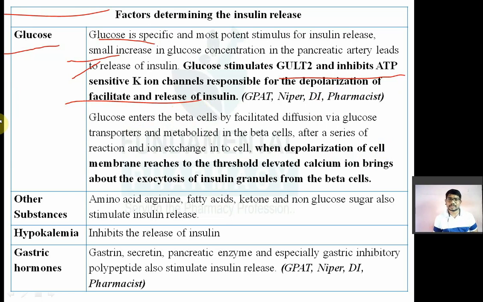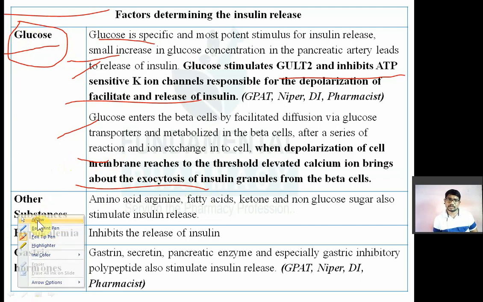Glucose enters the beta cells by facilitated diffusion via the glucose transporter and is metabolized in the beta cell. After a series of reactions and ion exchange, when depolarization of the cell membrane reaches a threshold, it opens the calcium ion channels, which causes exocytosis and release of insulin from the beta cells. That's how glucose is the factor responsible for the release of insulin. So an increased concentration of glucose in the pancreatic artery is the stimulus for release of insulin.